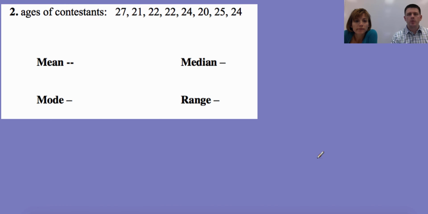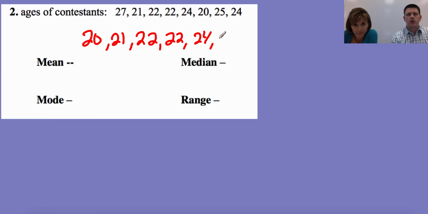All right, so let's do one more together, and then you are going to try a couple on your own. This time, notice we end up with an even number of data pieces. So that's going to factor into how we find our median. First thing we do, write them in order. So 20, 21, 22, 22, 24, 24, 25, and 27. And again, if it helps, just cross them off as you go. There were 8 numbers. So I have 1, 2, 3, 4, 5, 6, 7, 8 numbers total in my set.